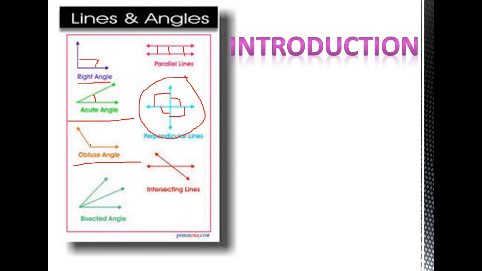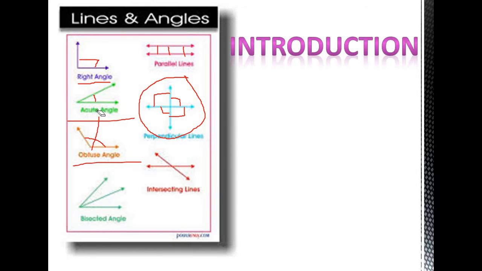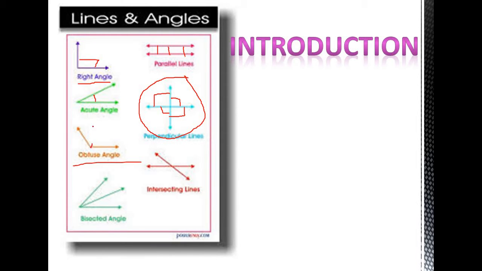This is called an obtuse angle. Why? Because this whole angle is more than 90 degrees. And this is called intersecting lines. Actually, perpendicular lines are also intersecting lines. Two lines meet at one unique point, and this is the unique point where these lines are meeting. So this is called intersecting lines.